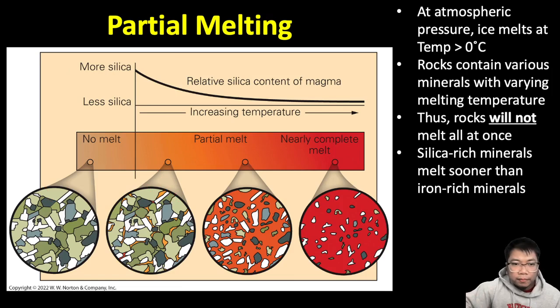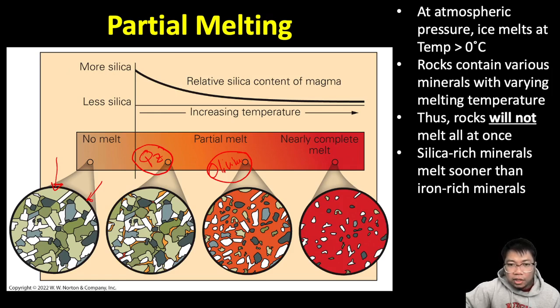So, for example, here originally I have rocks that again consist of multiple minerals, and if I start to increase the temperature, these rocks will start to melt. But the very first thing that melts are the silica rich minerals such as quartz, for example. So quartz will start to melt at a lower temperature, and then eventually it may be followed by iron rich minerals such as olivine. Olivine is rich in iron, and it will start to melt after quartz.